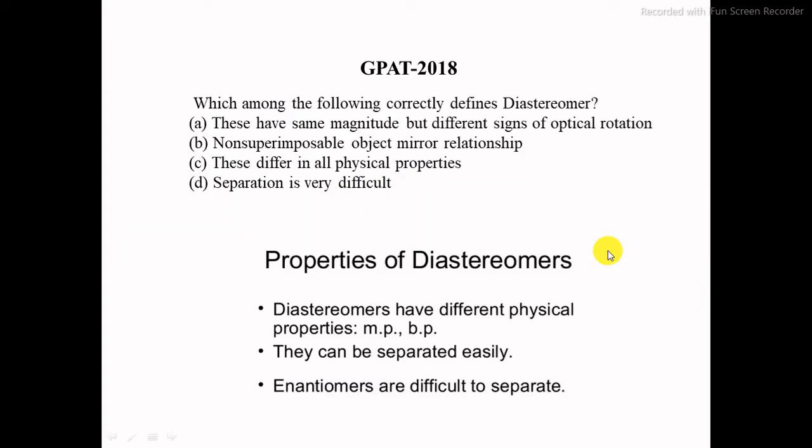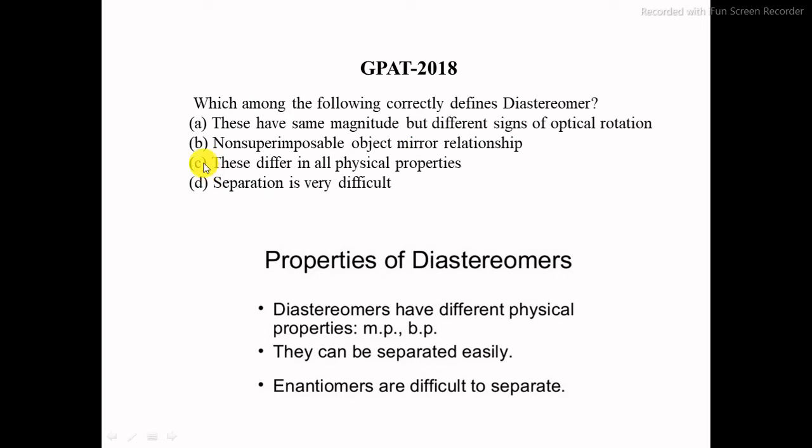Now coming to the fourth question. It came in GPAT 2018. Which among the following correctly defines diastereomers? Coming to option A, this has the same magnitude but different sign of optical rotation. This is not true because diastereomers do not show different signs of optical rotation. Coming to option B, non-superimposable object mirror relationship. But diastereomers are not mirror images of each other, so this is also not true.